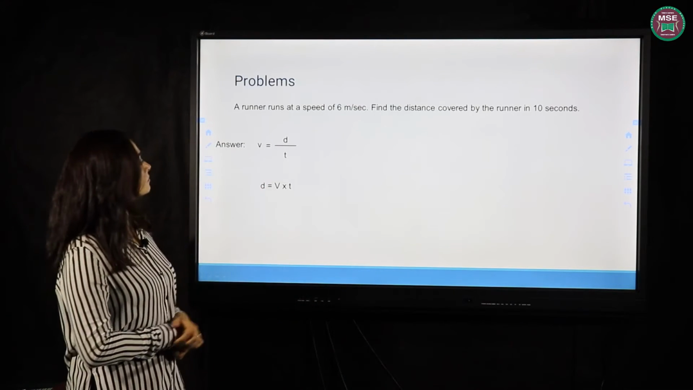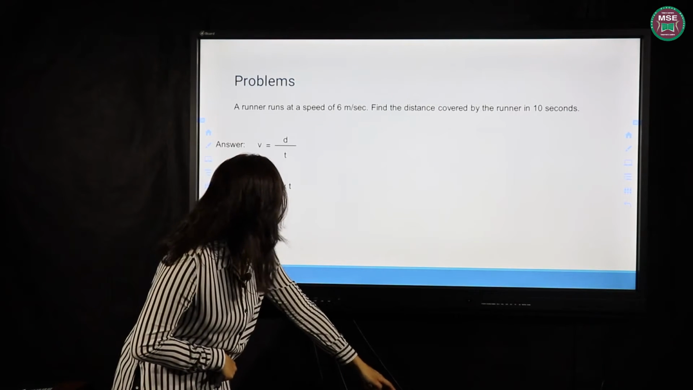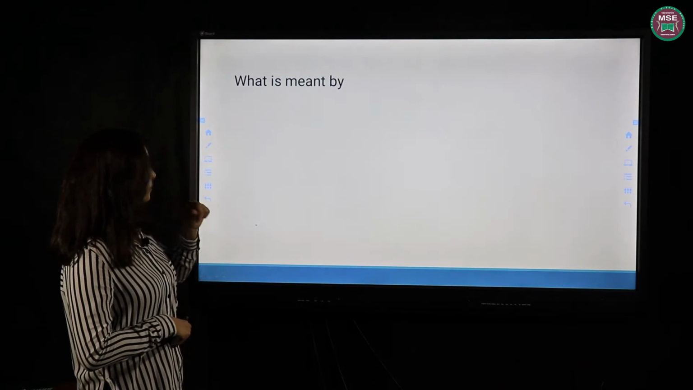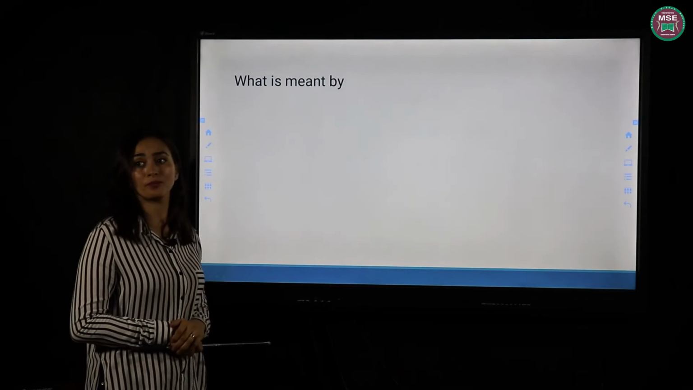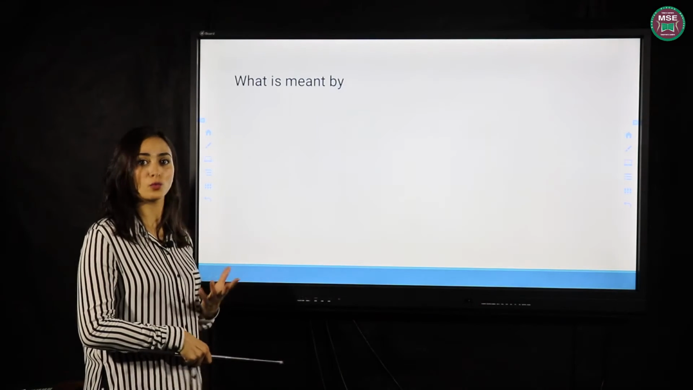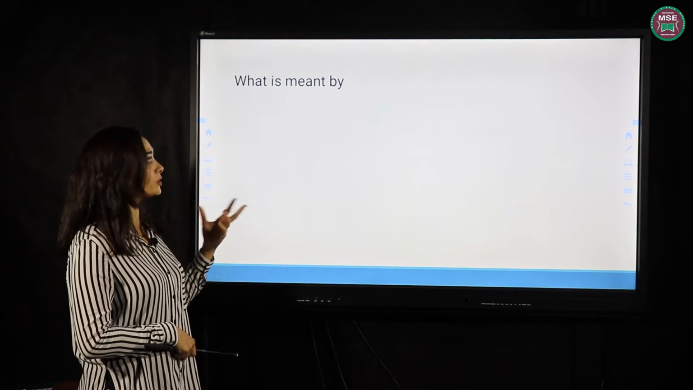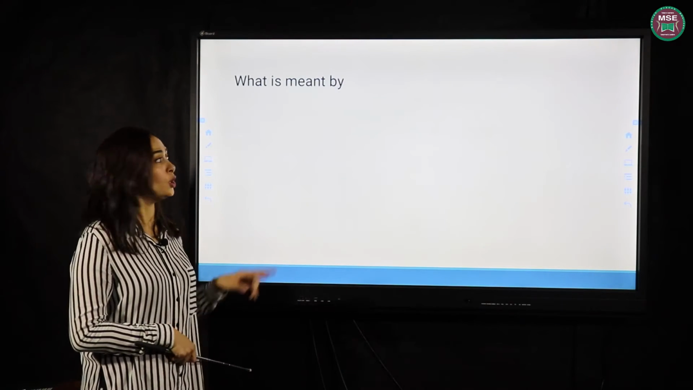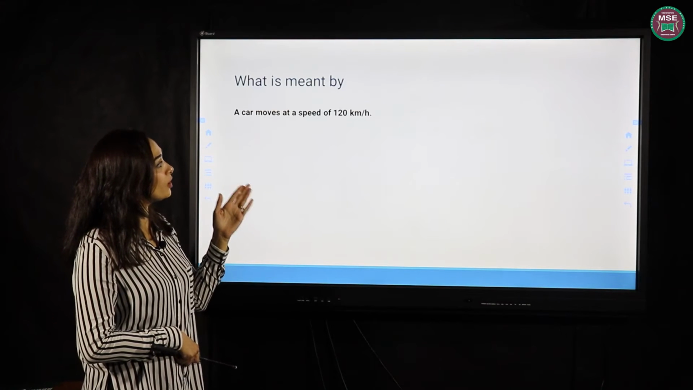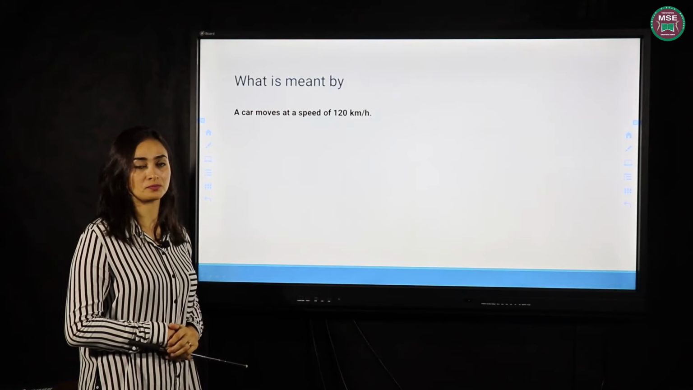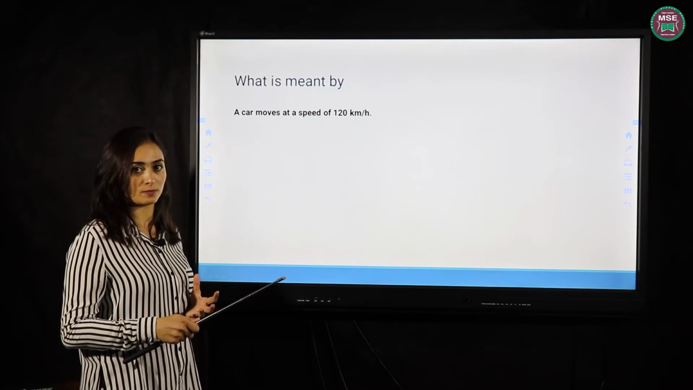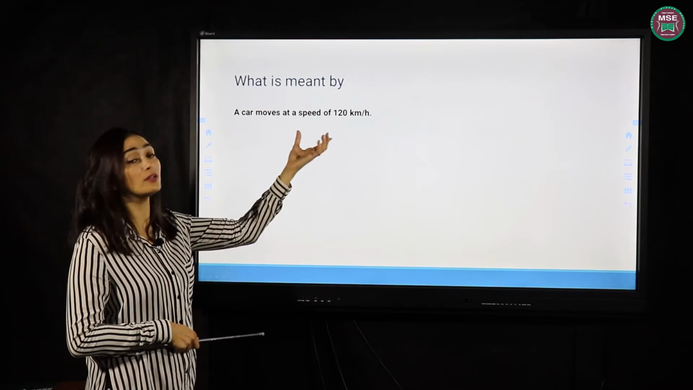Now, let's see another problem. What's meant by question? It's a new type of question. Okay, we will talk about this here. What's meant by question? A car moves at a speed of 120 km per hour. What's meant by question? It's not a definition. It's a definition with a given number.